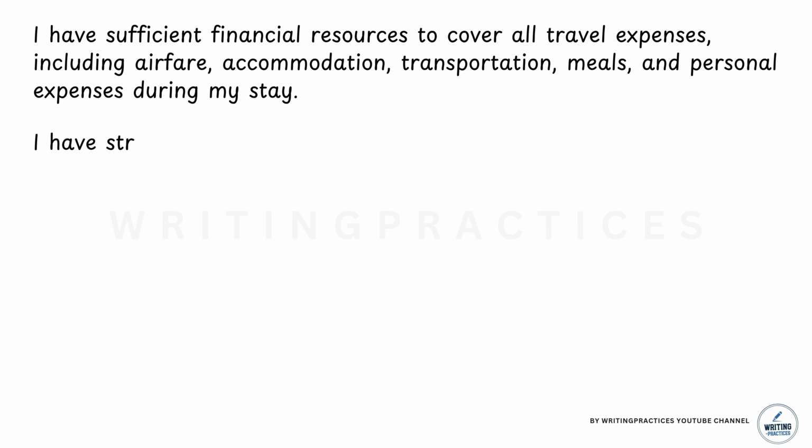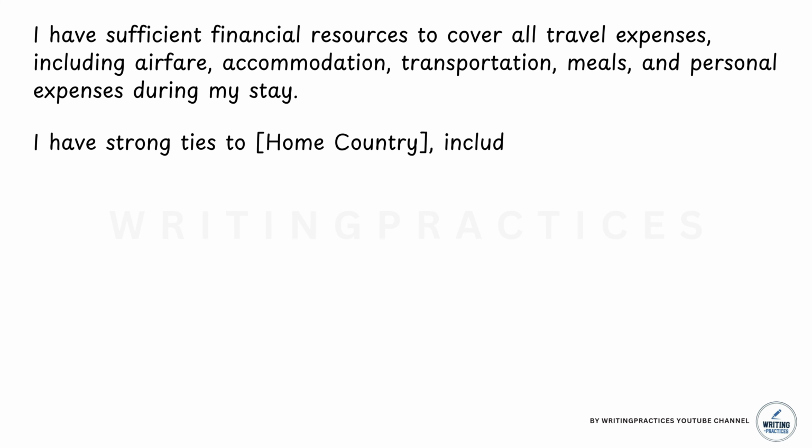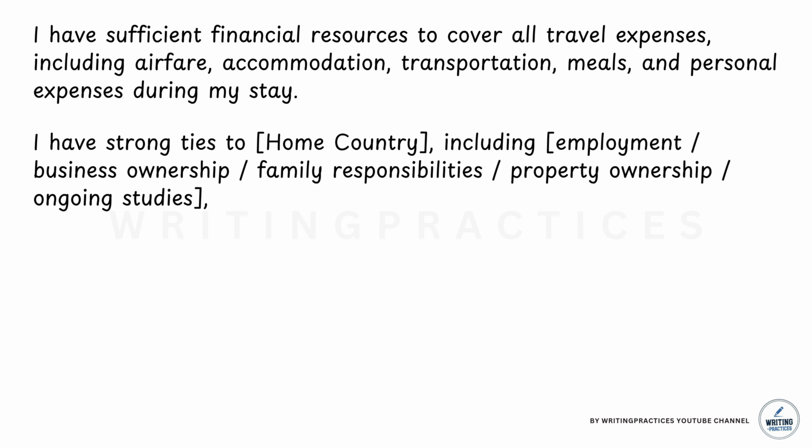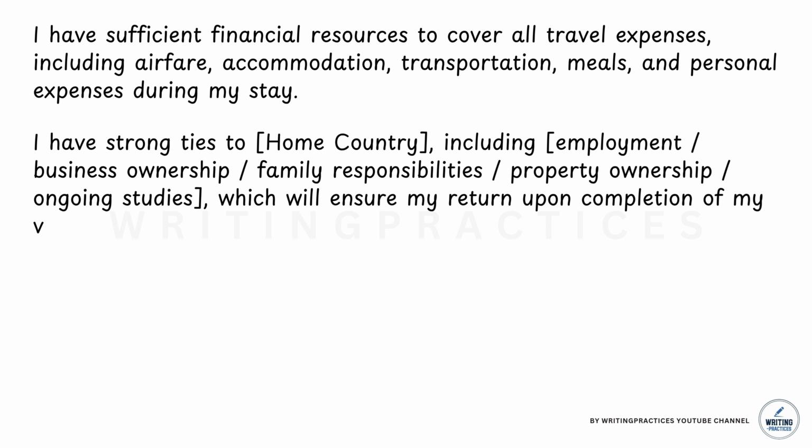11th paragraph, ties to home country. Explain your reasons for returning home. Example: I have strong ties to the United Kingdom, including full-time employment, family responsibilities, and property ownership, which will ensure my return upon completion of my visit. This is one of the most important parts of the letter. Immigration officers review this carefully to assess whether you genuinely intend to leave Australia after your visit. Provide clear and truthful examples.